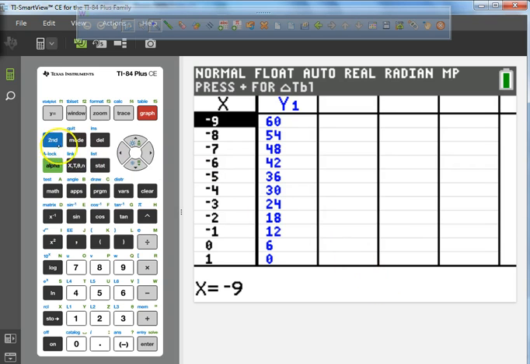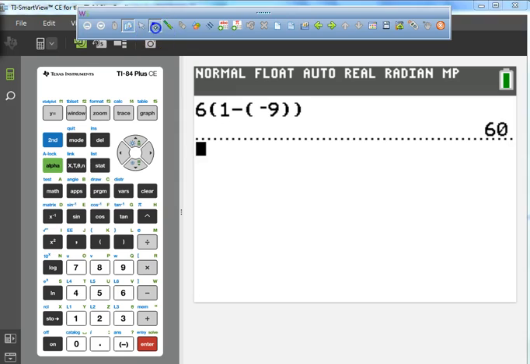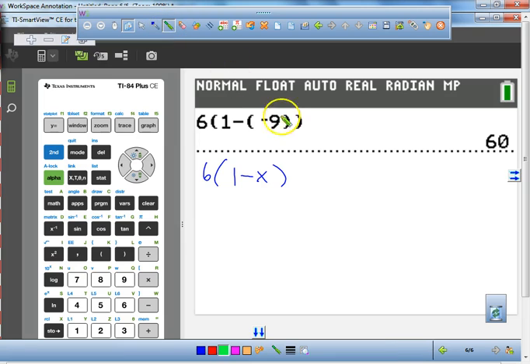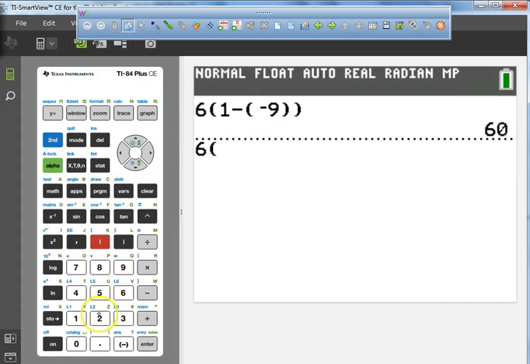Okay? Now, how would you do it without that? You have to type it in like this: 6, parentheses, 1 minus, open parentheses, negative 9, close parentheses. That's how you would type it in the calculator if you were to type in 6, 1 minus x, where x was negative 9. That's how you would type it in the graphing calculator. Okay? That's one way. You could also type it in without the extra parentheses.